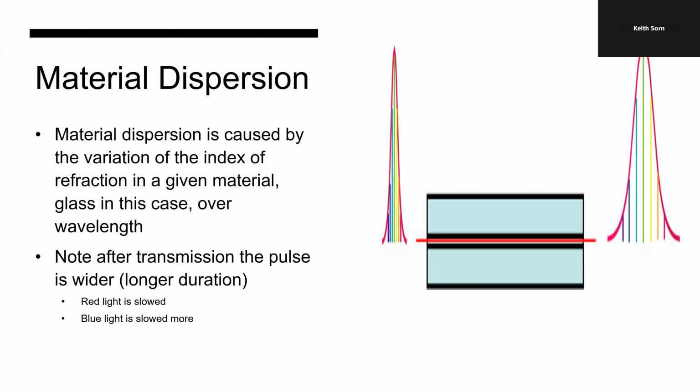All right, material dispersion comes simply from the fact that different colors of light travel at different speeds. Different wavelengths of light travel at different speeds. So we see how we have a nice narrow pulse before we put it through the fiber, and we have a wider pulse when we put it through the fiber. Notice how the red is slowed less than the purple. The purple is slowed the most, and this expands the pulse length.